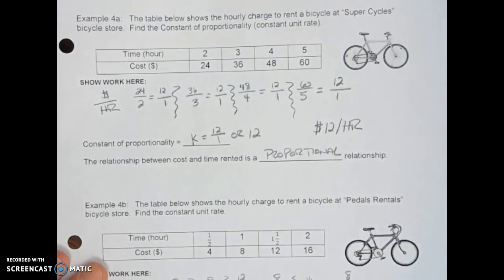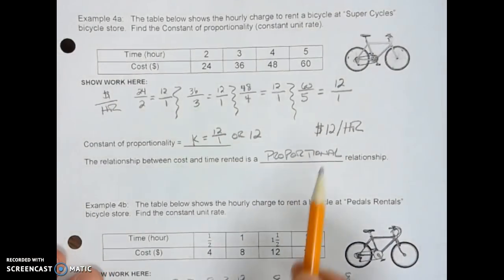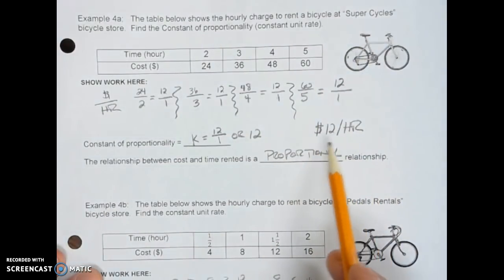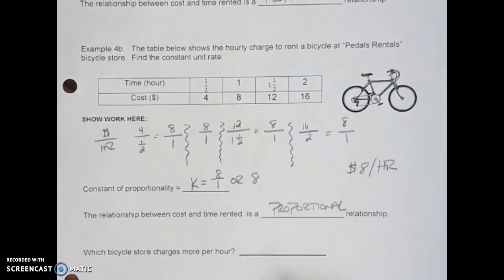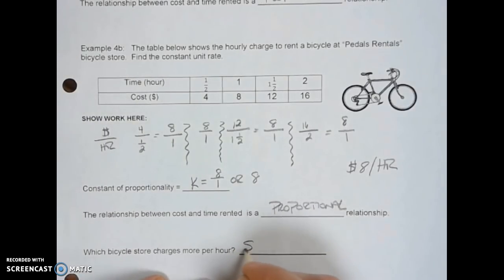So, which bicycle store charges more per hour? Well, it's going to have to be Supercycles, since they charge $12 per hour, and Pedal Rentals only charges $8 per hour. So, which one is more per hour? It's going to be Supercycles.